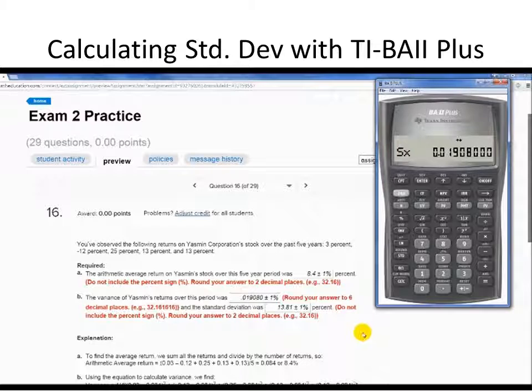So now we know how to use the calculator to find these things. Now I want to show you one more thing just to keep you from hurting yourself. If you arrow down one more, you see a lowercase sigma, which also stands for standard deviation. Now some people will see this and think, oh wow, that must be the standard deviation. This is a population standard deviation.